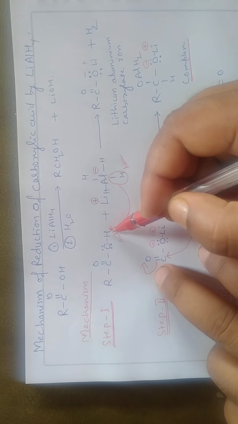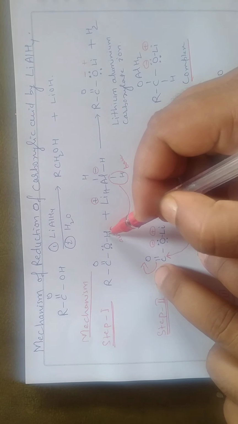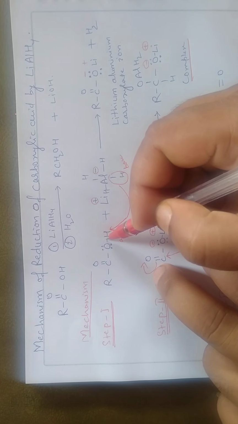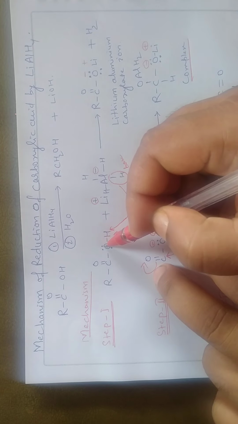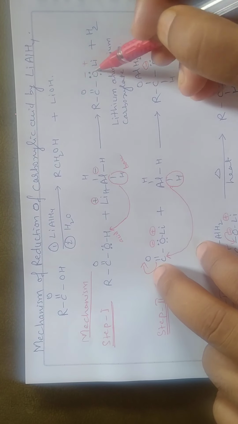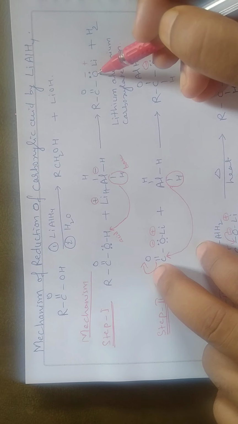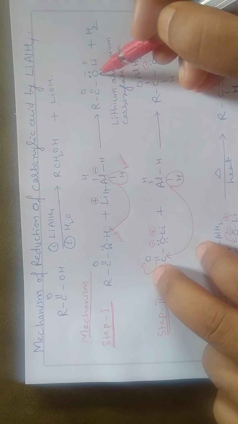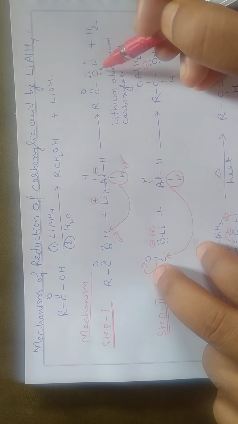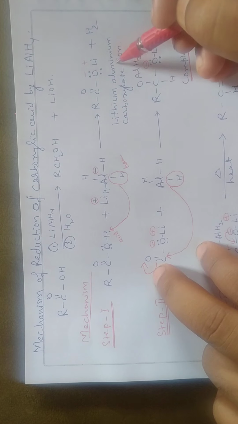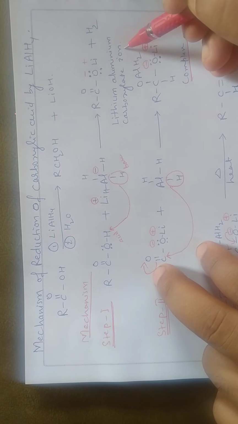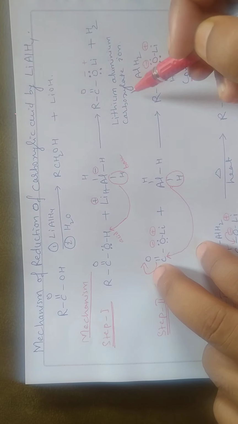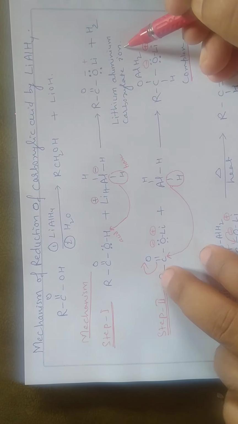Now as hydrogen is left, the rest electron of hydrogen is taken by oxygen, hence oxygen becomes negatively charged. Now lithium plus rests with RCOO minus to form lithium aluminum carboxylate ion. So this is the formation of lithium aluminum carboxylate ion in step 1.